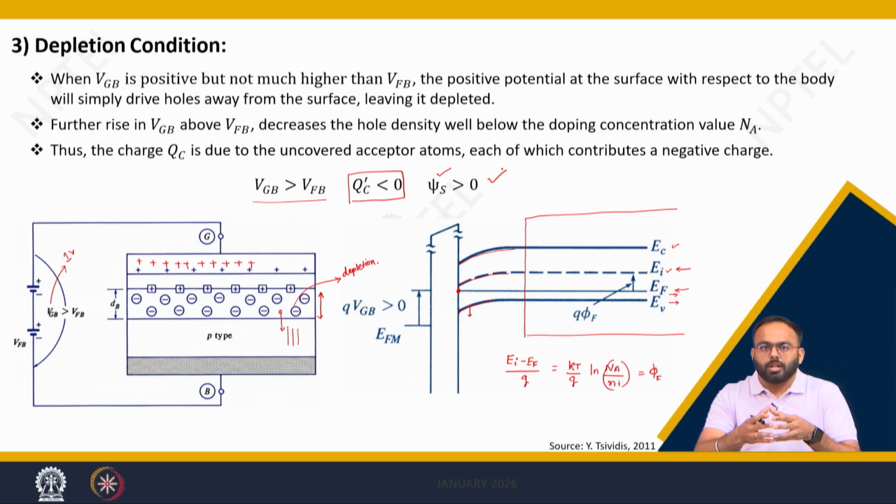You can think of it like that also: a positive potential causes a negative charge, right. So here this is a positive voltage, so the surface potential will be positive.